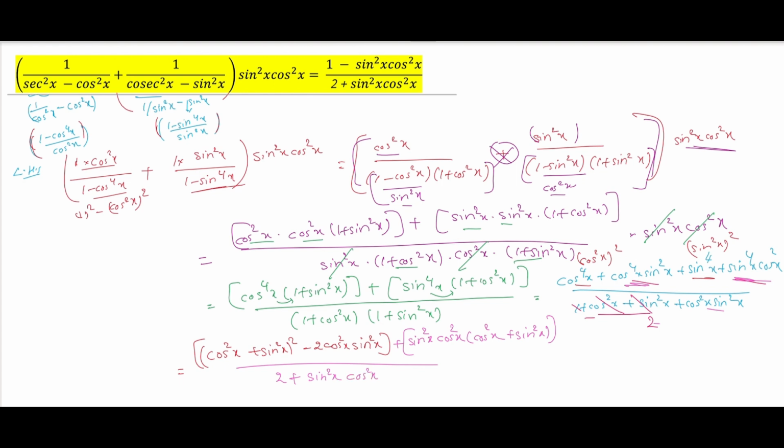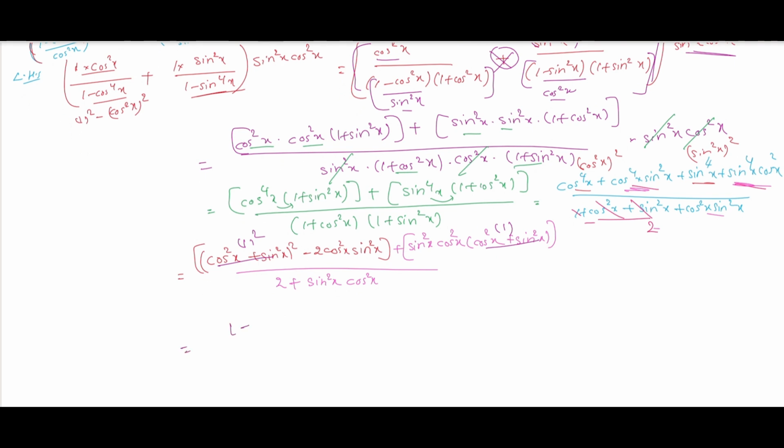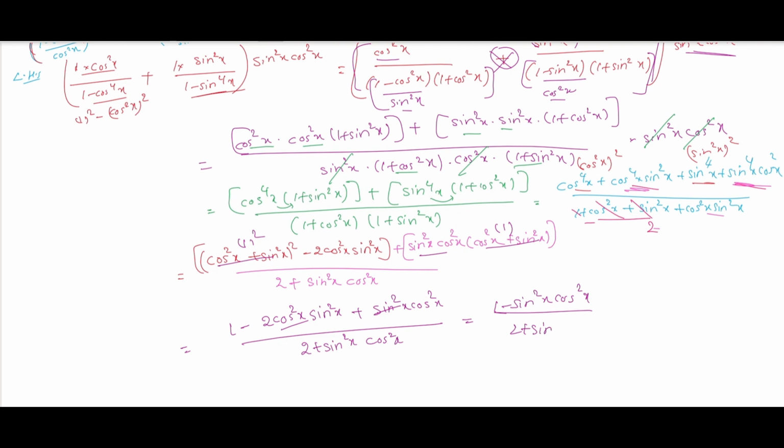Now we know that sin square x plus cos square x is equal to 1. Because of that, in this place, cos square x plus sin square will write 1 square. And here again, cos square x plus sin square is 1. This is equal to 1 minus 2 cos square x sin square x plus this term, that is sin square x cos square x, upon 2 plus sin square x cos square x. So this term and this term, minus 2 plus 1, so it is minus 1, 1 minus sin square x cos square x upon 2 plus sin square x cos square x. This is the required right hand side we have here.